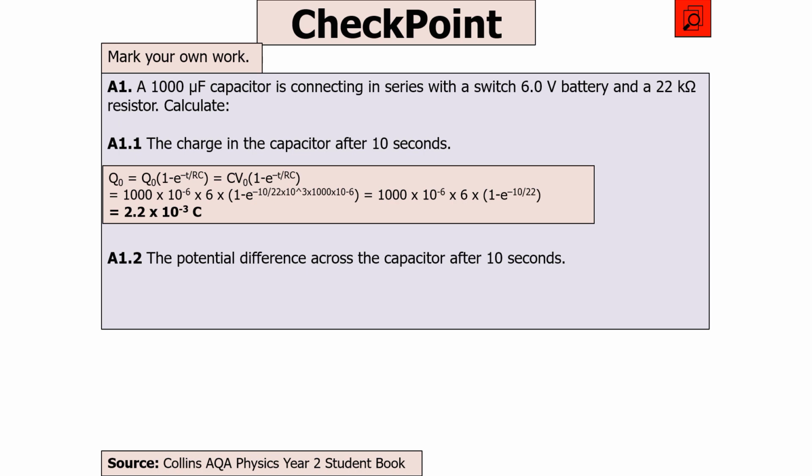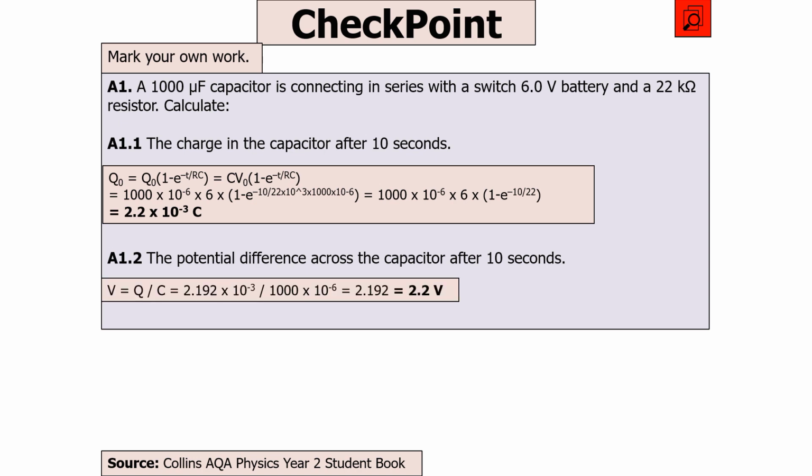Now remember, we can work out what our time constant is, because time constant equals RC, and therefore we can pop in all the values, we get them through, we get 2.2 times 10 to the minus 3 coulombs. This next question, we can just use the equation V equals Q over C. We've got the capacitance in the question, you've just worked out Q, so you can work it all through and we get 2.2 volts.